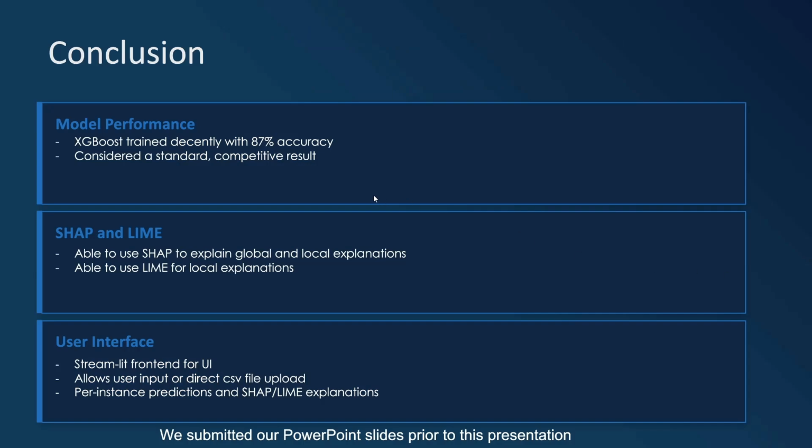In conclusion, our XGBoost model trained decently with an 87% accuracy, considered to be a standard competitive result. SHAP and LIME were used for explanations. SHAP provided global and local explanations. And LIME was used specifically for our local explanations. They both provided graphs and plots to show which features were the most important to each prediction.